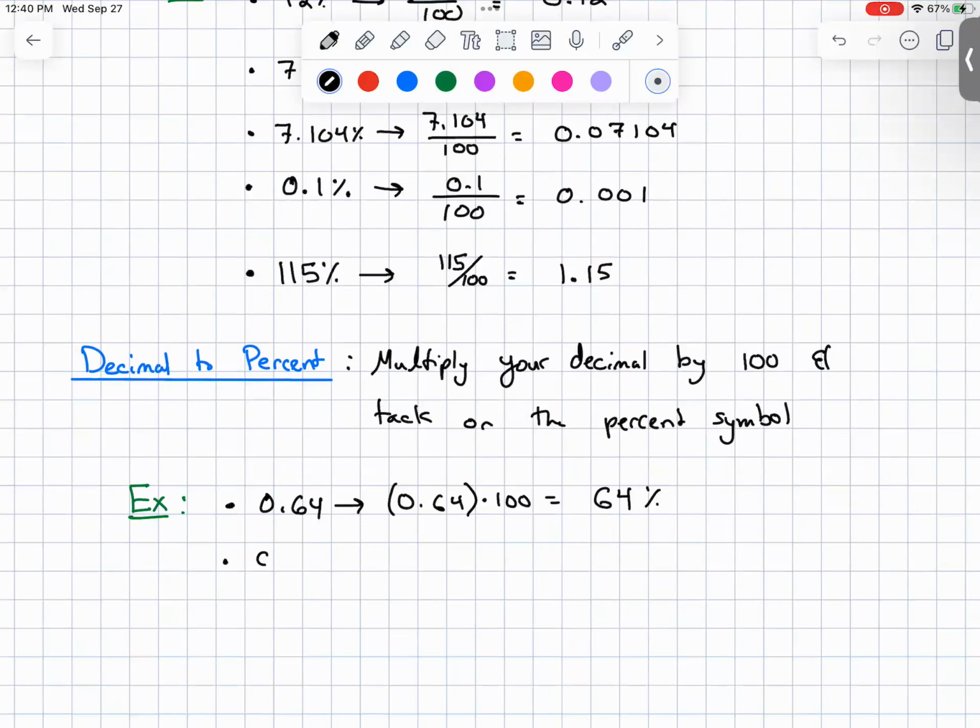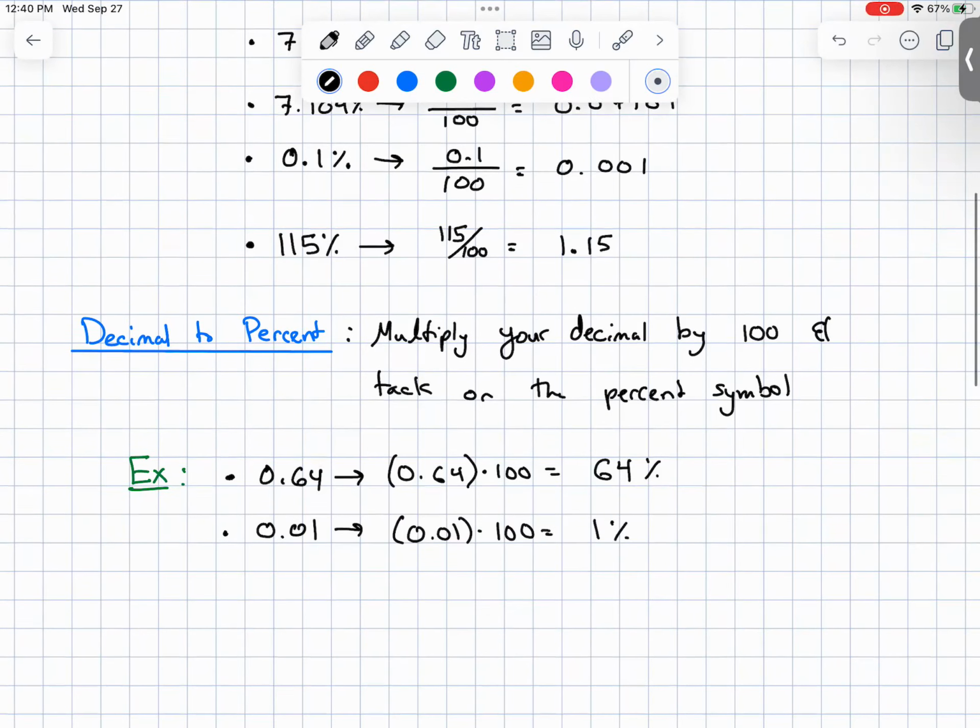So 0.01 as a decimal, we'll multiply that by 100. So 0.01 times 100, we get 1%. And then if we have a number larger than 1, like maybe 1.35, you do the same thing. Even though this is going to be a number larger than 1, you can get a percentage that's larger than 100. So 1.35 times 100, which is 135%.